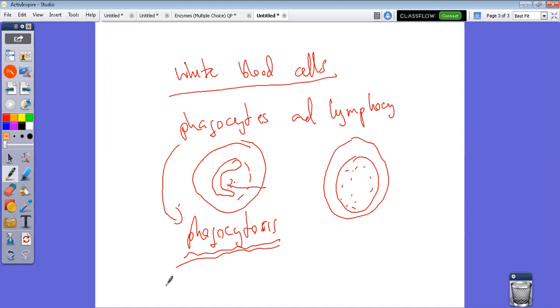So is that clear, everyone there? Or do I need to explain again? It engulfs the pathogen, then it secretes enzymes, they digest. That's how they kill infection. That process is called phagocytosis. Clear?